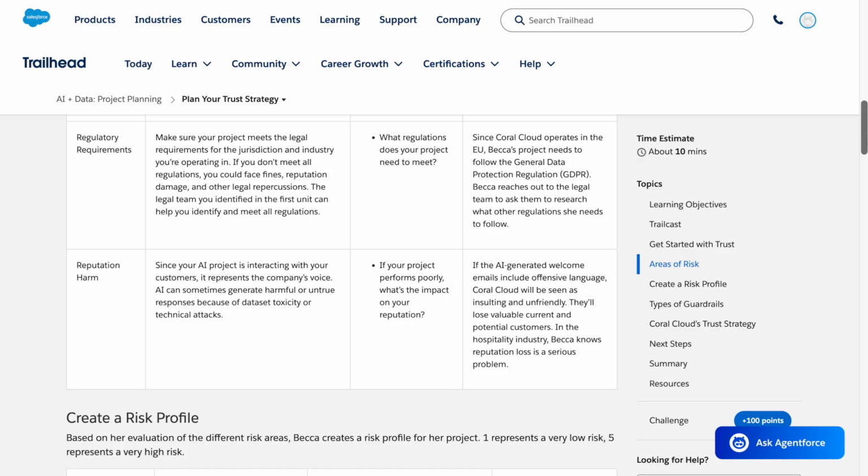Risk area: reputation harm. Since your AI project is interacting with your customers, it represents the company's voice. AI can sometimes generate harmful or untrue responses because of dataset toxicity or technical attacks. Questions to ask: if your project performs poorly, what's the impact on your reputation? Becca's response: if the AI-generated welcome emails include offensive language, Coral Cloud will be seen as insulting and unfriendly. They'll lose valuable current and potential customers. In the hospitality industry, Becca knows reputation loss is a serious problem.